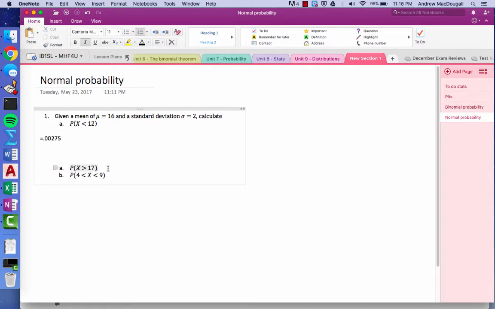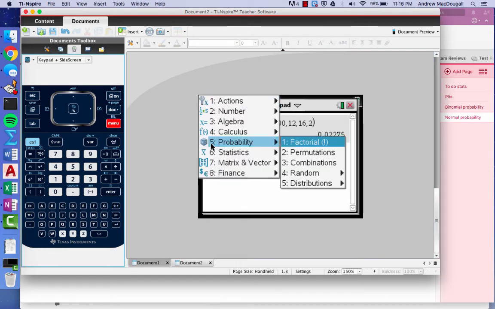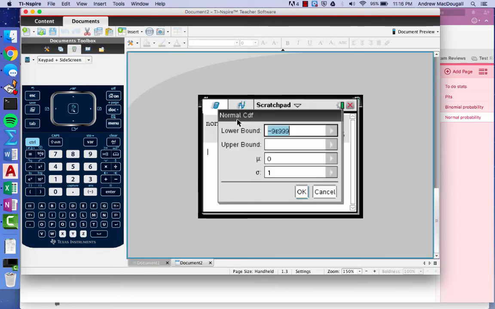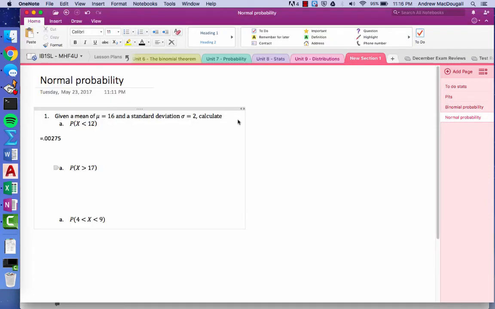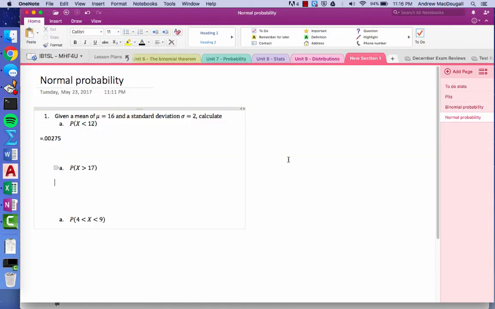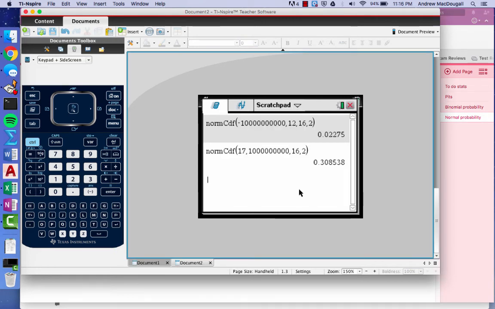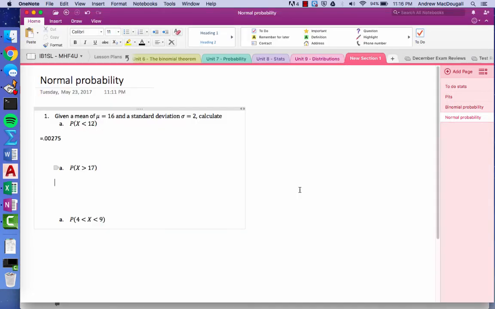Okay, now the opposite. Now we want to calculate the probability x is greater than 17. So here we have no upper bound. So exact same thing, menu, probability, distributions, normal CDF. Here is greater than 17. So our lower bound is 17, and for our upper bound, we want to put in some huge positive number. Same mean, the mean is still 16, and the standard deviation is still 2. Calculate. Here we get 0.308538.